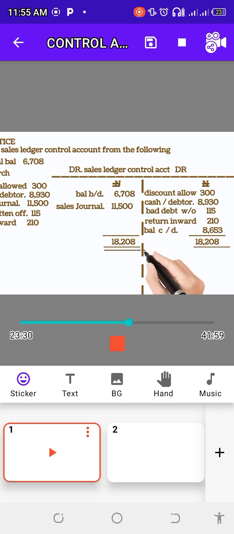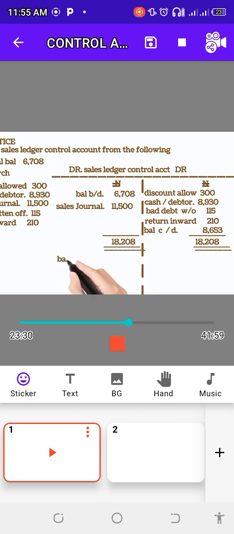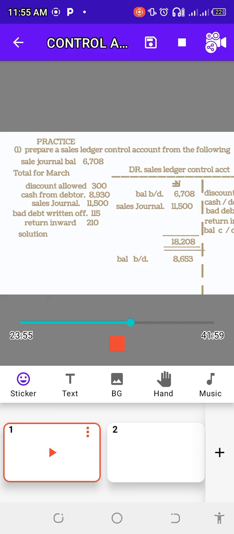That is, balance carried down now will be 8,653. This balance carried down is on the debit side because it is an asset account, and all asset accounts take that closing entry balance by the debit side. So the total amount of debtor at the end of this period is 8,653.